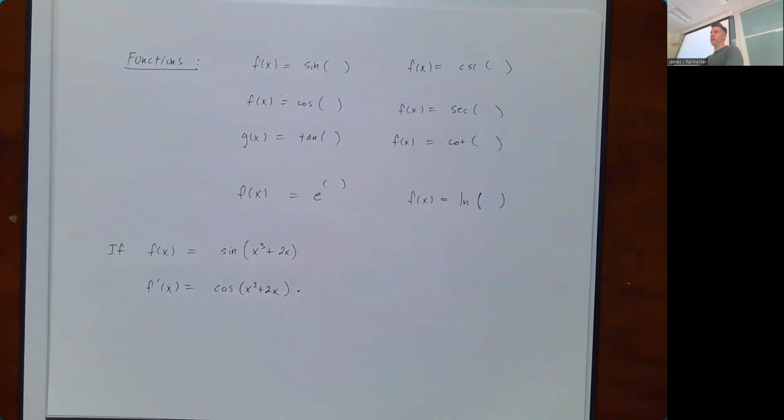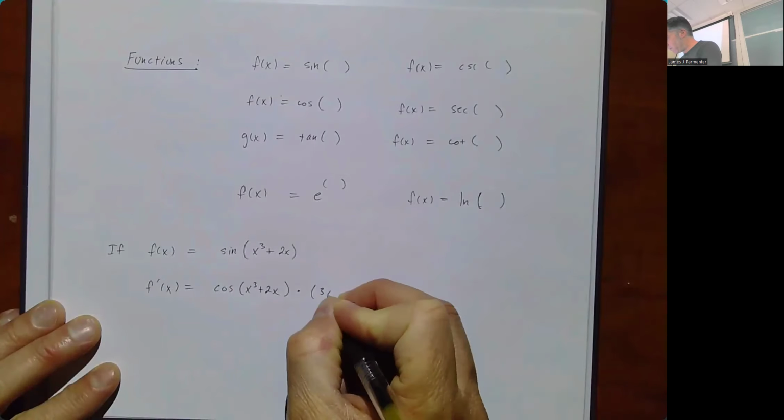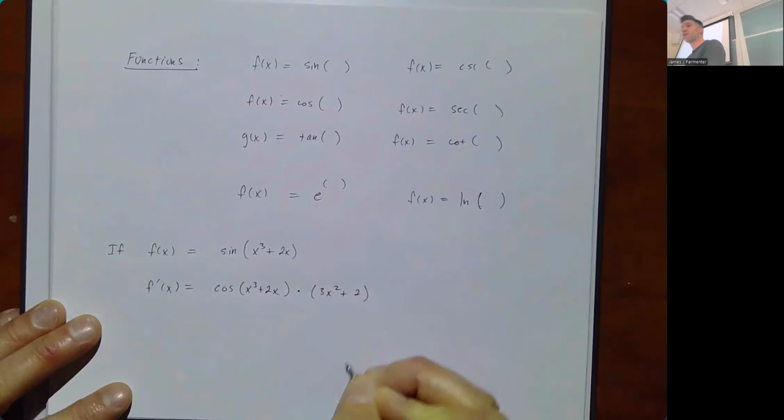And then what do we have to multiply by? The derivative of the stuff. That is always the answer when we talk about the chain rule. We are always at the end multiplying by the derivative of the stuff.